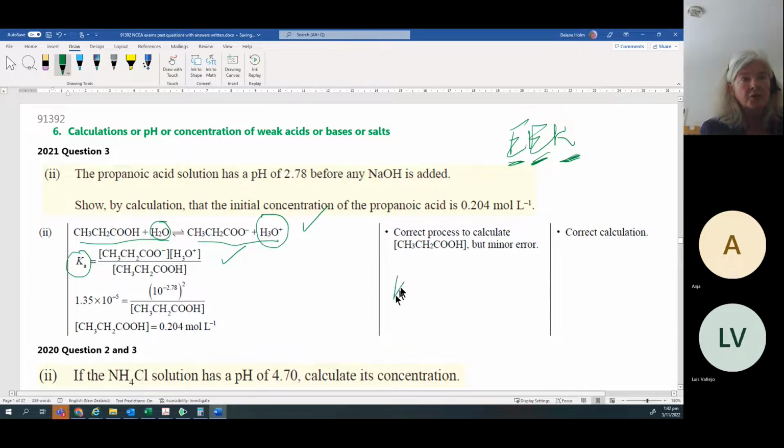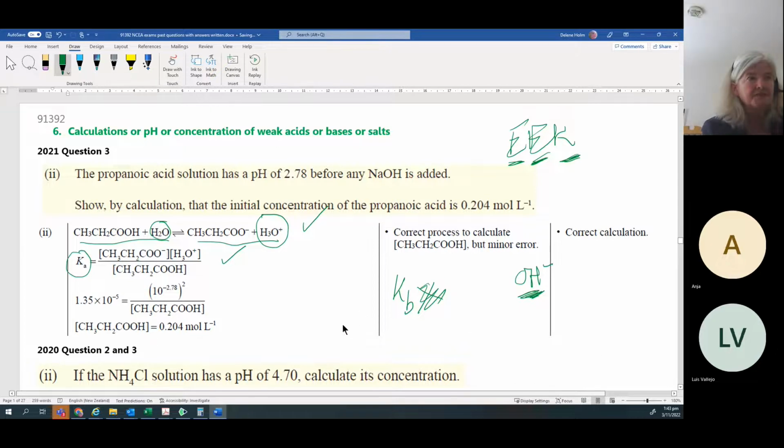Similarly, for a Kb expression, I mean, we teach via using Ka and Kb. In the exam, they'll never give you the Kb, they'll only give you the Ka. So you'll have to convert by using the Kw to get to the Kb. In the Kb, again, your equation must have on the right-hand side OH minus. If it does not have OH minus on it, you cannot use the Kb. Okay.